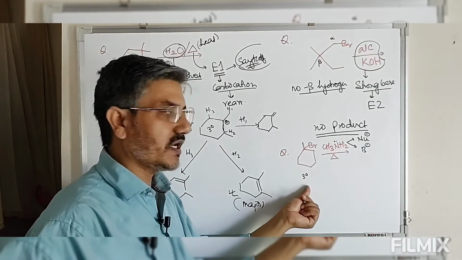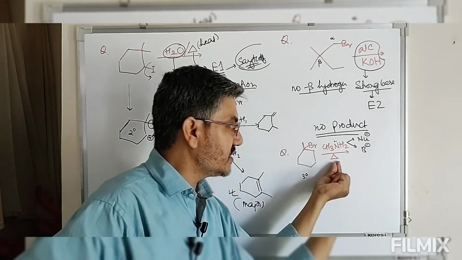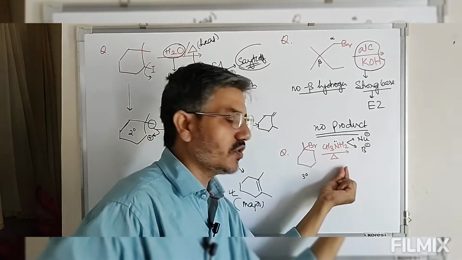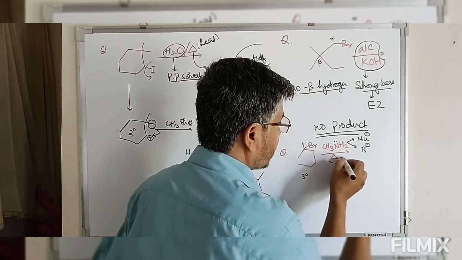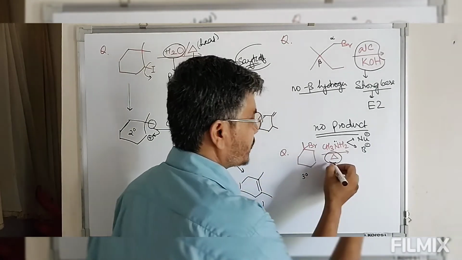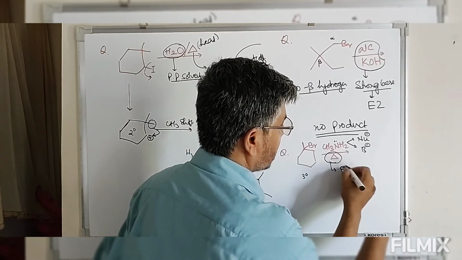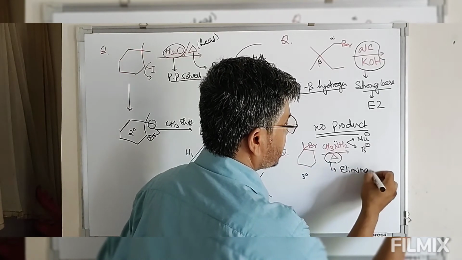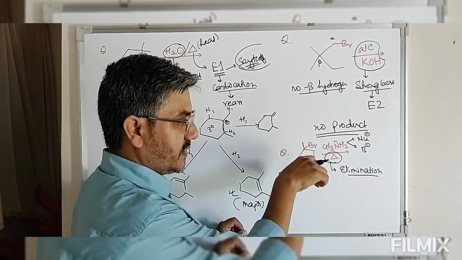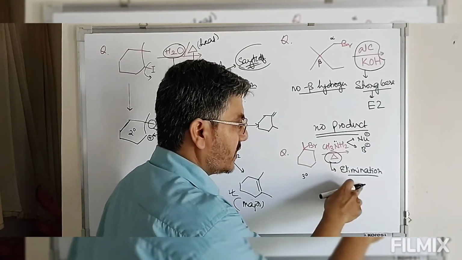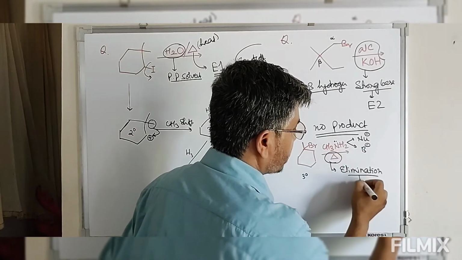This is a tertiary alkyl bromide. Along with this, there is a particular term given here: this reaction is followed by heating. Heating promotes elimination, which we have discussed earlier. So in the presence of heat, the reaction follows elimination. When heating is done, the reaction will favor elimination.